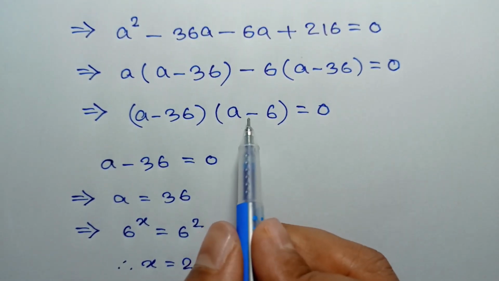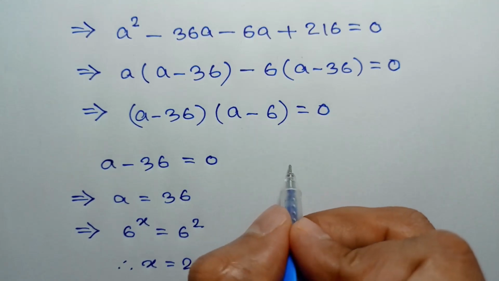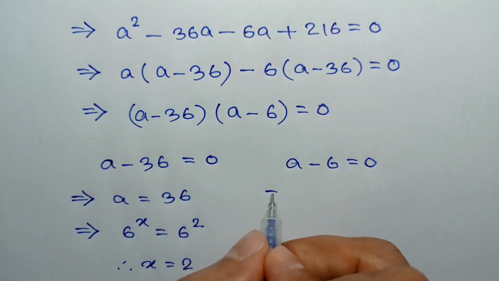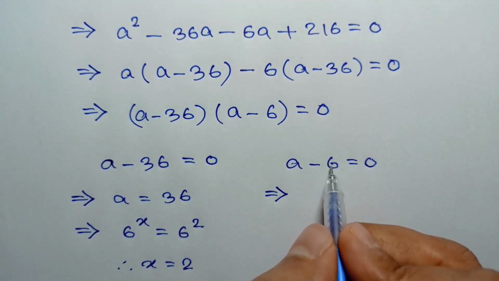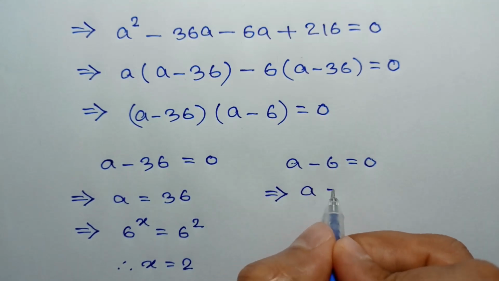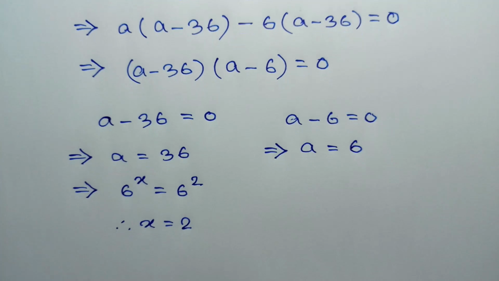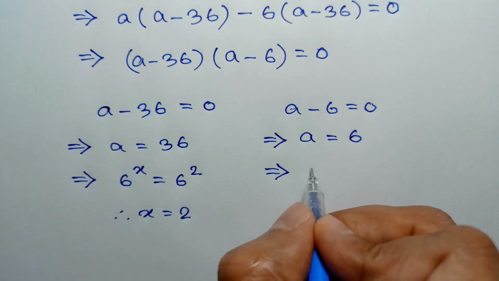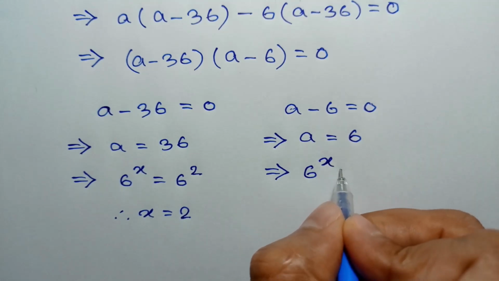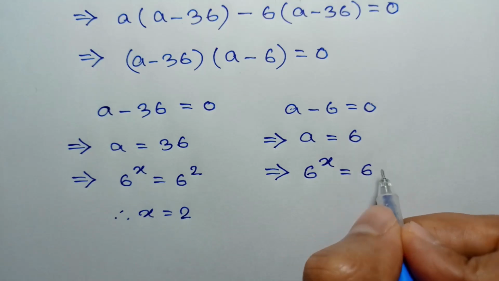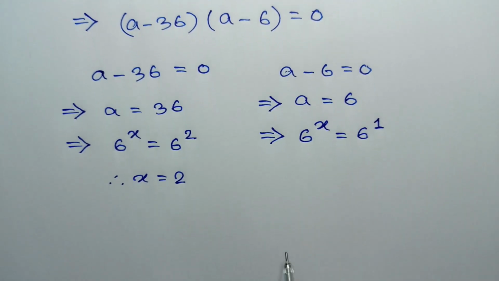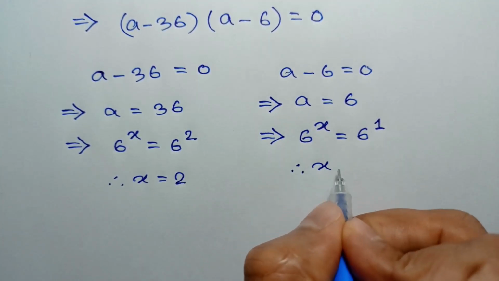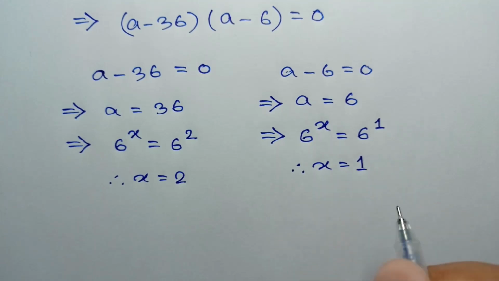Again a minus 6 is equal to 0, or taking this 6 to the right side we can write a is equal to 6, or substituting the value of a, we can write a is equal to 6 to the power x is equal to 6, which is 6 to the power 1. Again, here the bases are the same, so the powers will be equal. So the value of x is equal to 1.